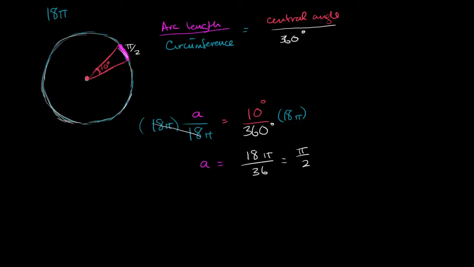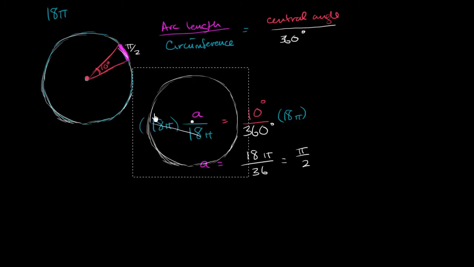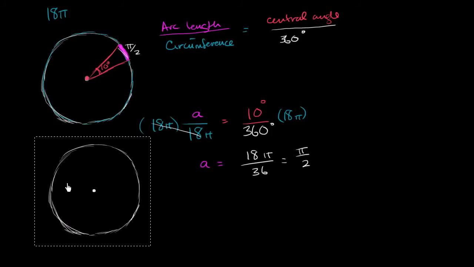Now let's think about another scenario. Let's imagine another, or the same circle. So it's the same circle here. Our circumference is still 18 pi.